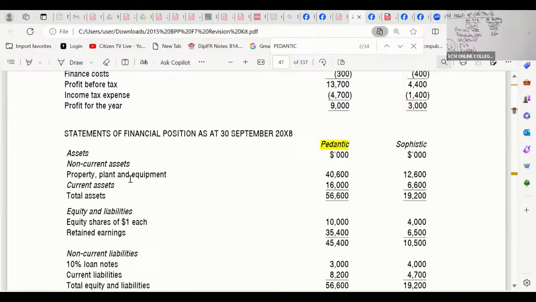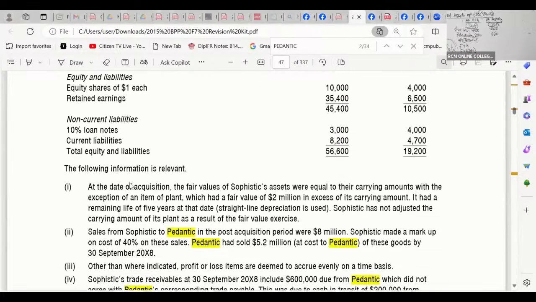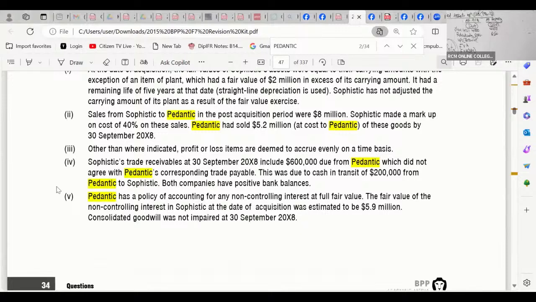So in this case here, we sold to the other. Let's check who sold to the other. Let's see if it is bottom-up. We are told here, look at this: sales from sophistic to pedantic. Remember, sophistic is the subsidiary, and it is the one that has now sold to pedantic. So this is what we call bottom-up.